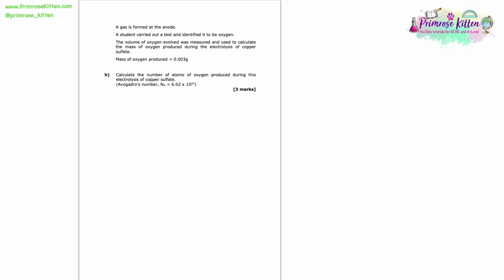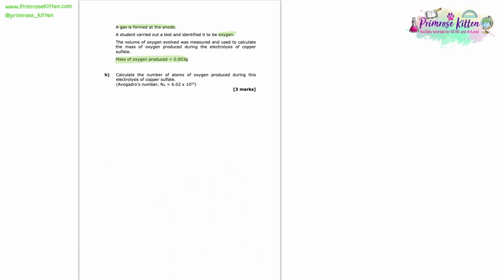Here we're told that a gas is formed at the anode. The student carried out a test and identified it to be oxygen. The volume of oxygen evolved was measured and used to calculate the mass of oxygen produced using the electrolysis of copper sulfate. We're told here that the mass of oxygen produced is equal to 0.003 grams. Here we're asked to calculate the number of atoms of oxygen produced during this electrolysis of copper sulfate.